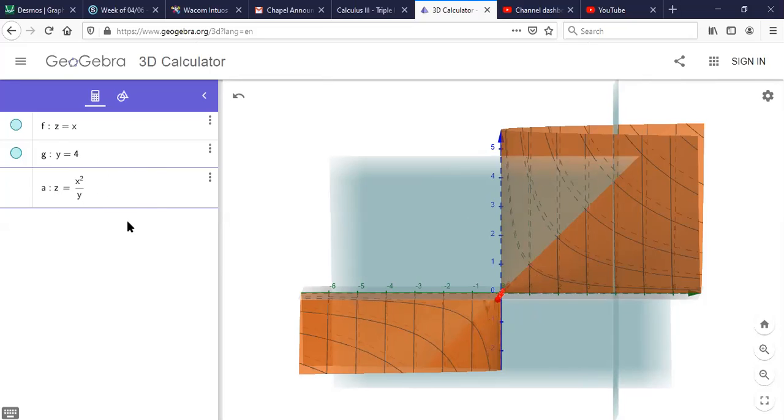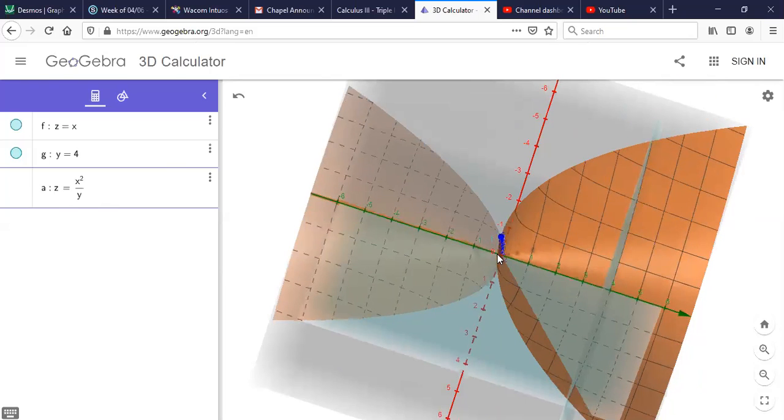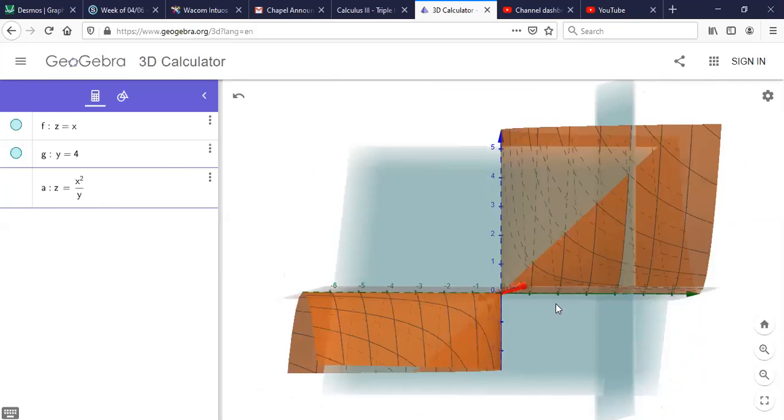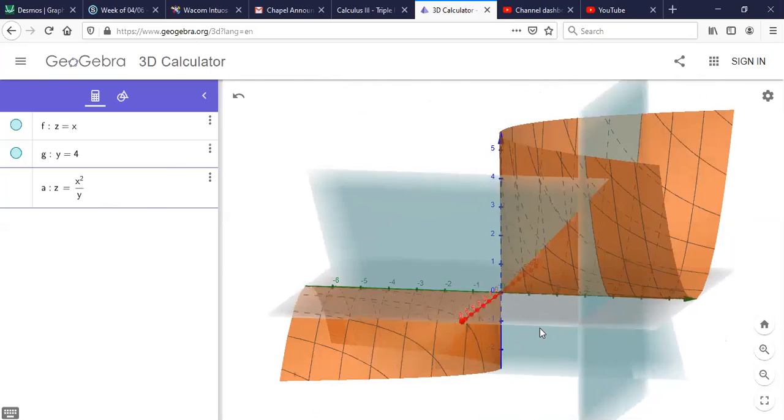So what we have here is we plug in z equals x into this, we get z equals z squared over y. But then the only way this is true is when z equals y, or z equals 0. We do care about z equals 0 too. So z goes from 0 to y. And then y, when all said and done, is just going from 0 to 4. So this is the shape we're looking at.